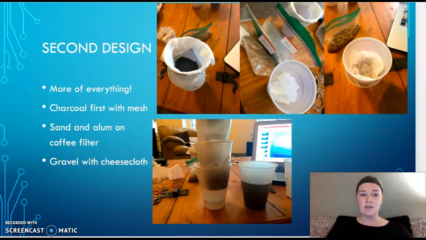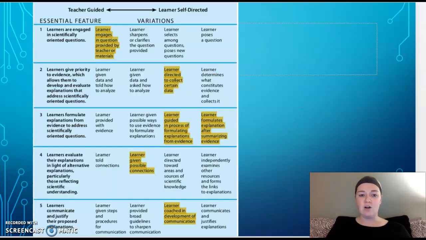I did one other design, and that was more of everything since we had more materials. So first I did charcoal with mesh, and then the sand and alum on a coffee filter, and gravel with cheesecloth. And I put a lot more gravel, a lot more charcoal, and honestly, it turned out just about the same. So where does this fall on the inquiry continuum?